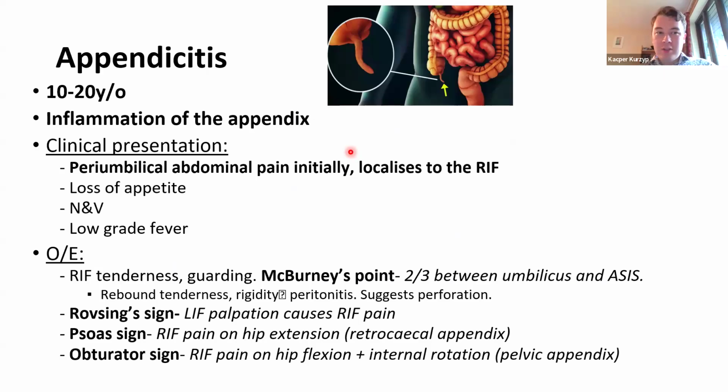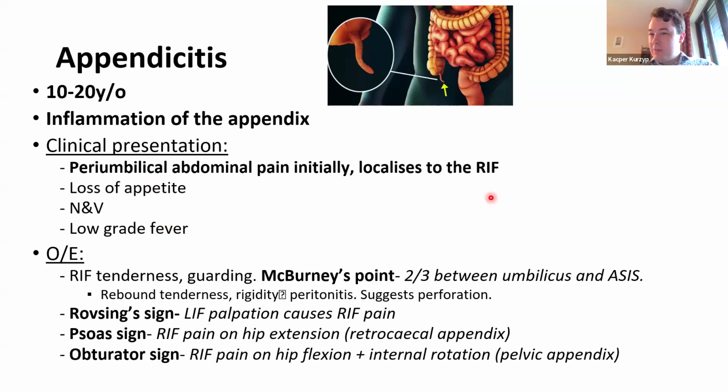Now, in terms of appendicitis, it is a very common condition, highly likely to come up. In terms of your patients, it will be 10 to 20-year-olds typically, essentially either an adolescent or a young adult. And the key thing is there is inflammation of the appendix. Typically, the history is of periumbilical pain initially, and then it migrates to the right iliac fossa. The patients typically will complain of loss of appetite. They may not volunteer it initially, but you ask them and they say, actually, I haven't eaten anything since yesterday. There may be nausea and vomiting. There is likely to be low-grade fever.